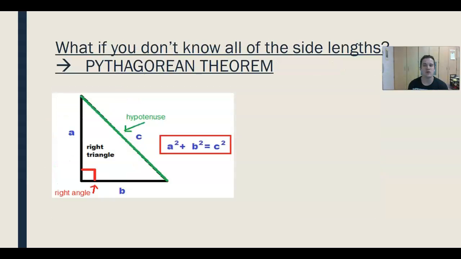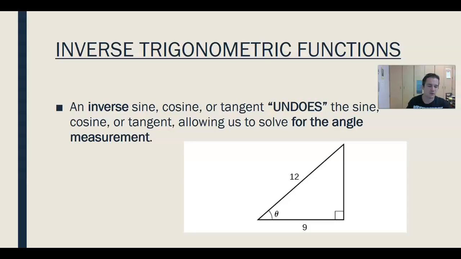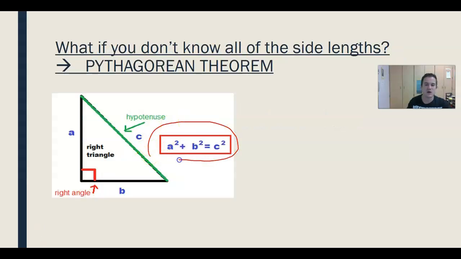Okay, so what if we don't know all the side lengths? If I know two of the side lengths and I'm trying to find a third, I can use the Pythagorean theorem. The Pythagorean theorem is a squared plus b squared equals c squared, where a and b are the legs, or these short stubby sides of a right triangle, and c is the hypotenuse. So if I know two of the side lengths of a right triangle but don't know the third, I can use the Pythagorean theorem, a squared plus b squared equals c squared, to find that missing side. And we'll do some examples of that here in a bit.